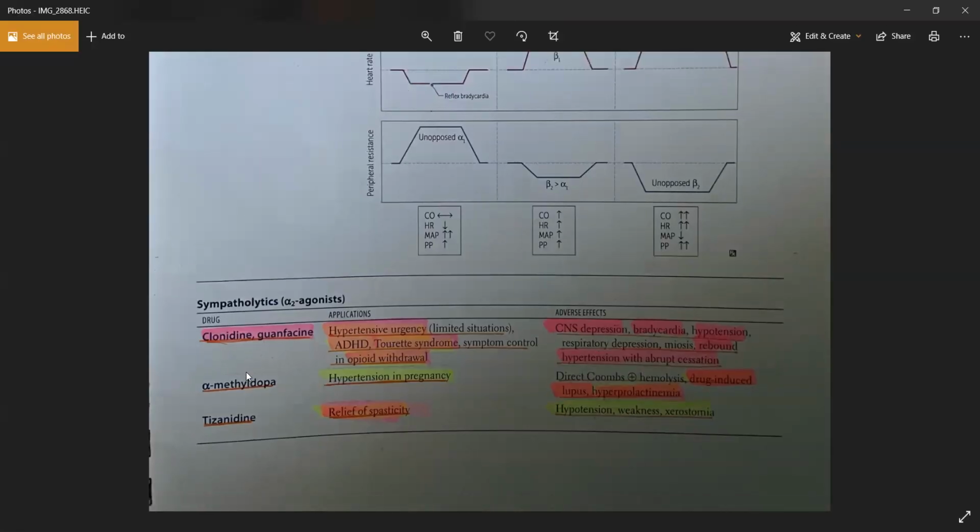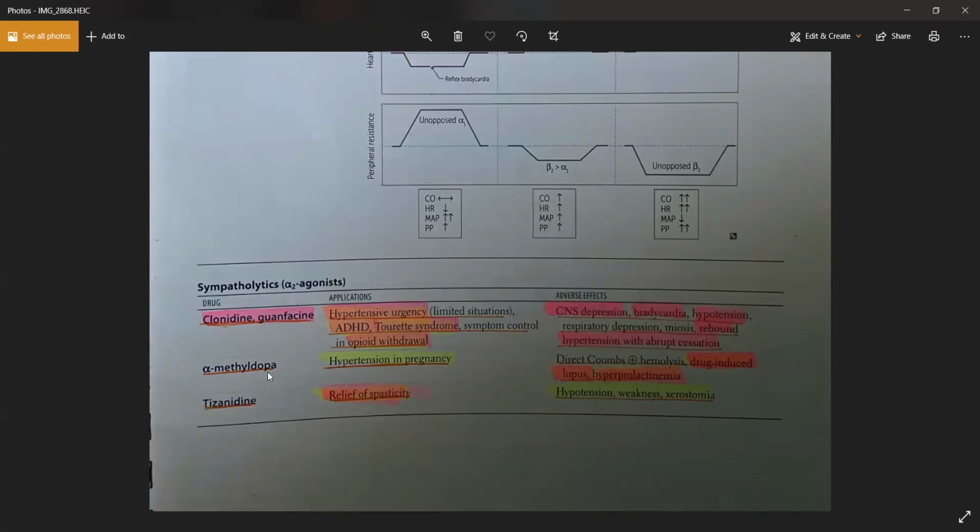Then comes alpha methyldopa. It undergoes acetylation, and it can cause drug-induced lupus. You use this drug mainly in pregnancy for the treatment of hypertension. It is very safe in pregnancy. That's why it is used for hypertension in pregnancy. It can cause drug-induced lupus and hyperprolactinemia.